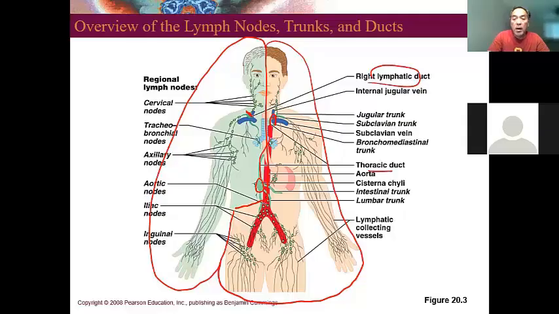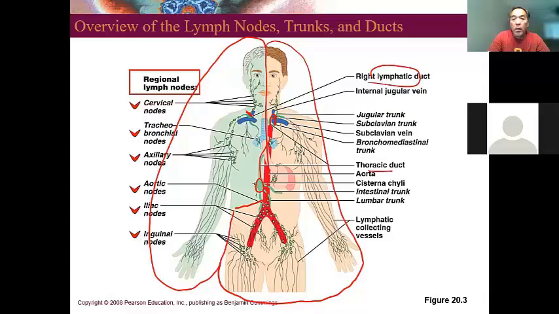Now if you take a look at the lymph nodes, we'll do a review. So what are the lymph nodes made out of? There are 6 of them. They are the cervical nodes, and then the tracheobronchial nodes, and then the axillary nodes, the aortic nodes, the iliac nodes, and the inguinal nodes. Okay, 6 of the nodes, and they're located symmetrically, so we have one on the right, one on the left.